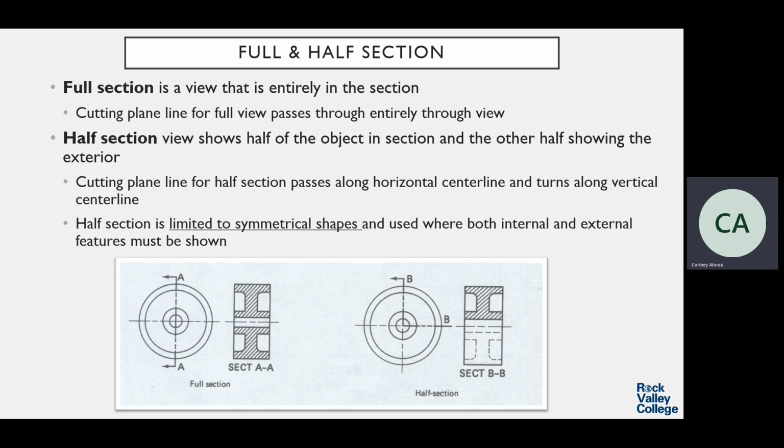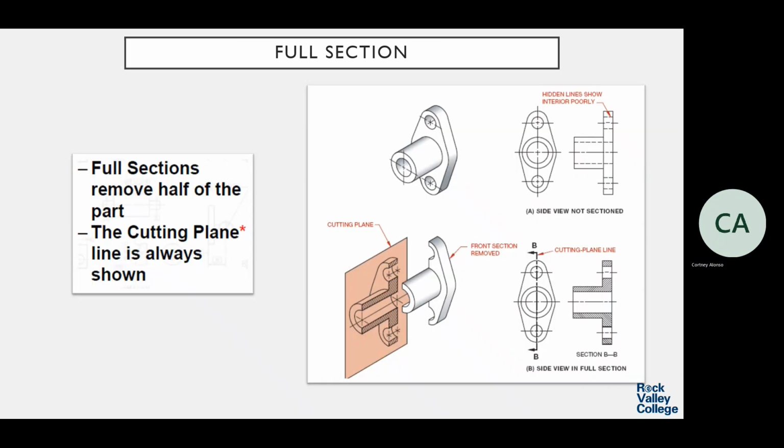So that's full versus half section. Now, in a little bit more detail, the full section. So the cutting plane is always shown, and like we just said, you're cutting all the way through the part. So this is just another view here. This is a typical part. I see this part a lot in examples.